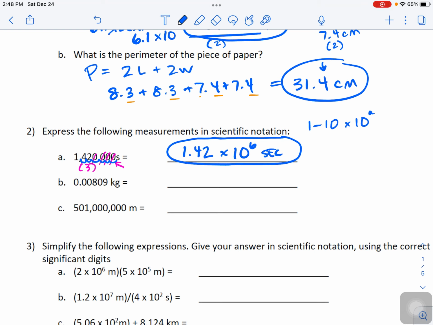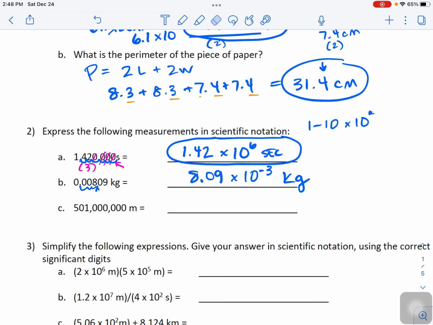Okay, for the next one, I've got to move the decimal place into this position here. So I'll be moving the decimal over 1, 2, 3 to the right, 8.09. And I moved it 3 places, but since I made it look 3 times bigger, then I'm going to have to put a negative sign there, and I leave the units of kilograms.